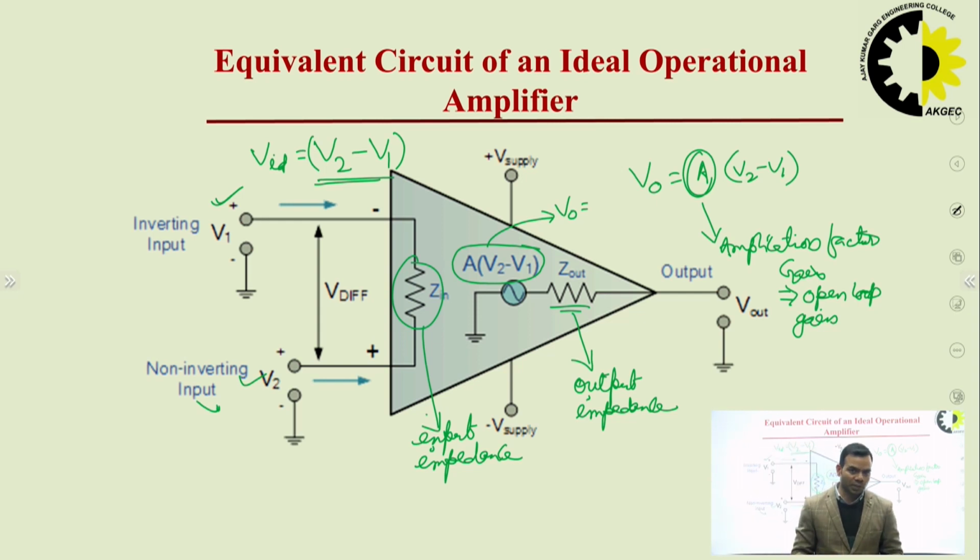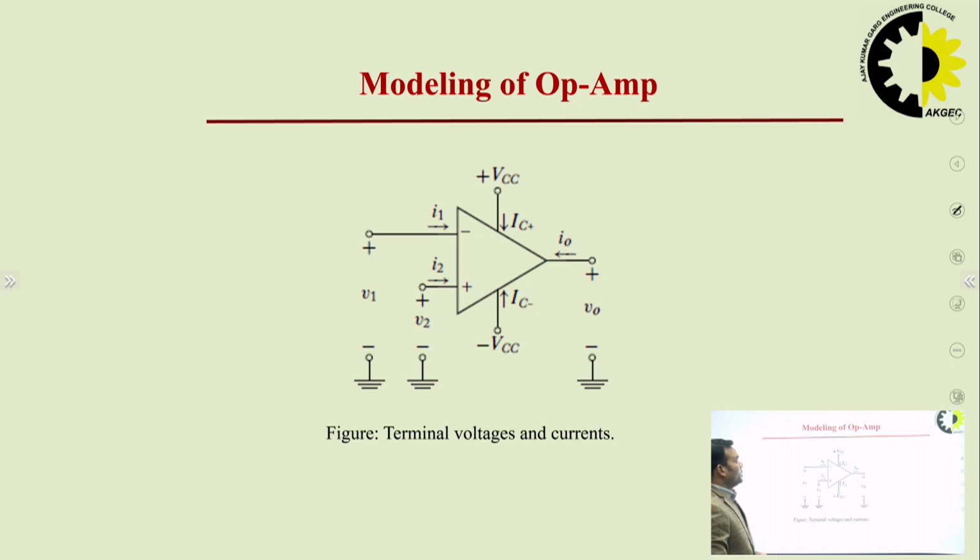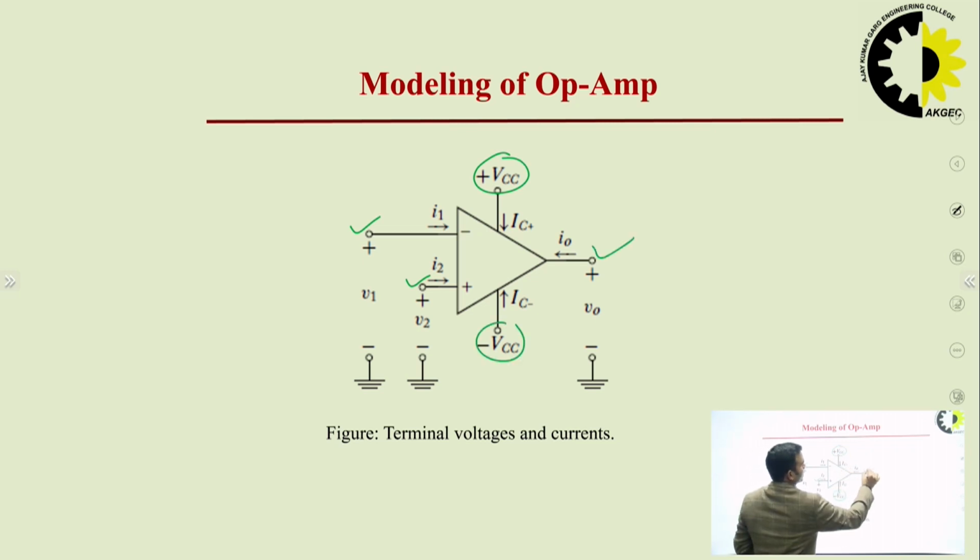This is the model that provides us the correct idea of operational amplifier. What is the work of operational amplifier? It can be easily understood that this device amplifies the difference of these two. This is modeling of operational amplifier. That means if we apply input, then how will it work? Let us apply input V1, V2. These are the two power supplies, and we are getting output here.